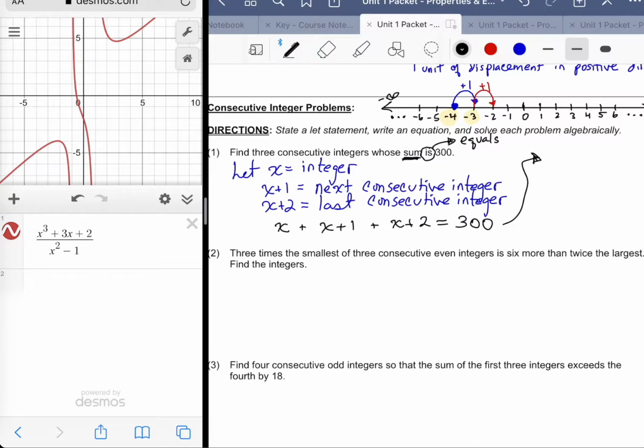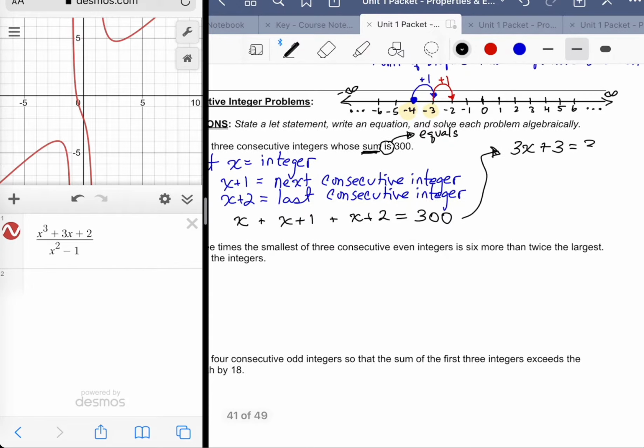So we have 3 x's plus 1 plus 2 is 3, results in 300. Now it's just a matter of solving.